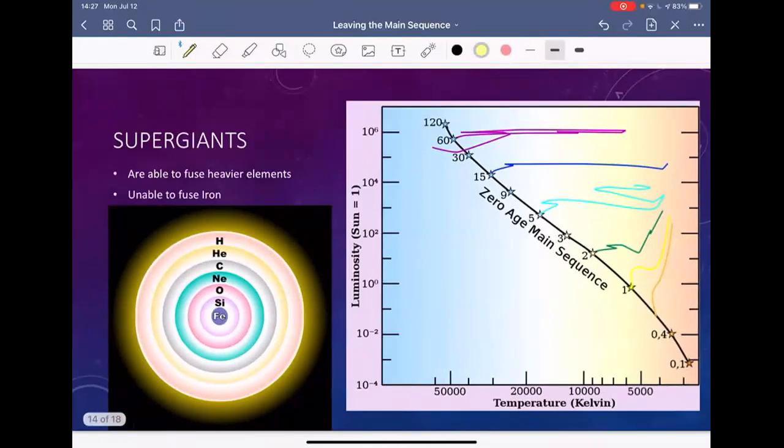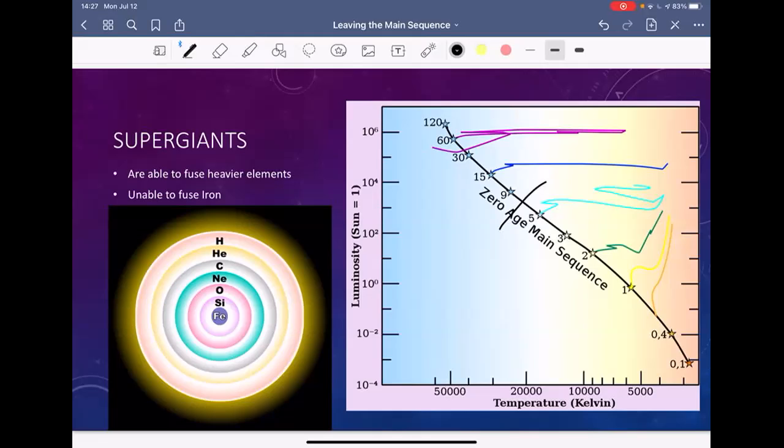All right, so the last bit is basically the supergiants, right? This is what happens once at this cutoff point here, or this cutoff point here, when they transition into a supergiant, right? Supergiants are able to fuse those heavier elements, able to fuse carbon, able to fuse nitrogen, and things even heavier, like oxygen and silicon and neon and stuff like that, right?